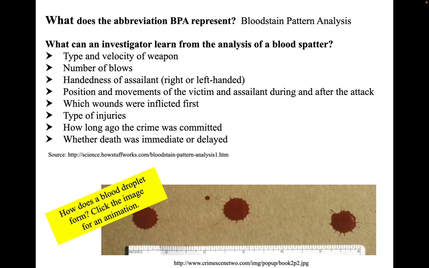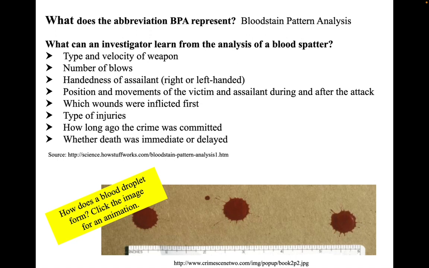So the different things that you can learn by analyzing these blood stains is the type and velocity of the weapon. Remember, velocity would be how fast it's moving. You can determine the number of blows. So, say that someone was hit with a hammer, you can determine how many times. You can determine whether the person that was inflicting the injury, the assailant, if they were right or left handed.